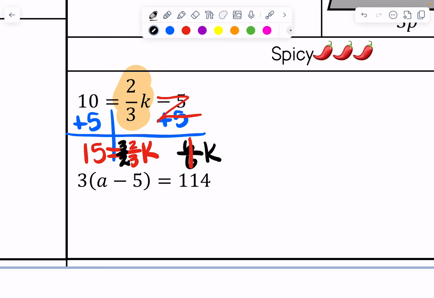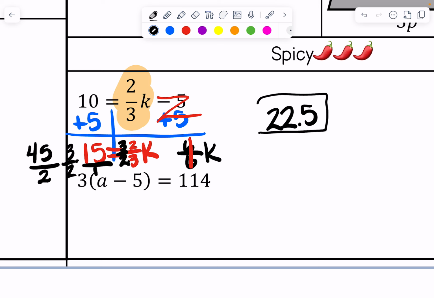Whatever I do to one side, I need to do to the other. So I'm going to multiply this left-hand side by 3 over 2. It's a little squished, sorry. 3 times 15 will equal 45. 2 times 1 gives me 2. And 45 divided by 2 is going to be 22.5. Or 22.5 would be another acceptable answer there. So k would equal 22.5.